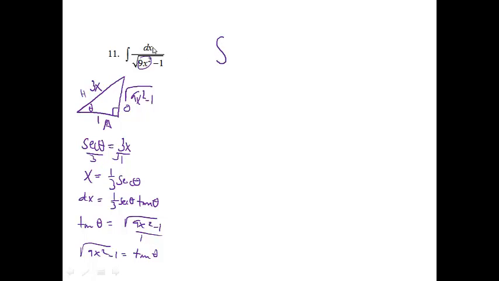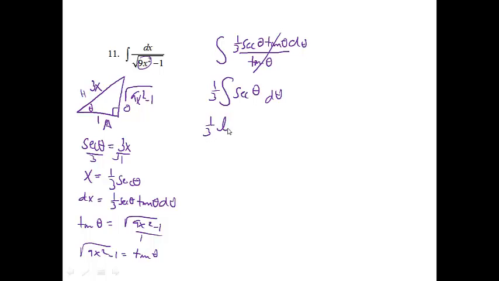So first of all, we'll substitute for dx, which is 1/3 secant theta tangent theta, and then over the square root, which is equal to tangent theta. So my tangent thetas cancel. I'll put the 1/3 on the outside, and I'm left with secant theta, and actually technically we should have a d theta there. All right, so anyway, we're left with secant theta. I know that the integral of secant theta is ln, so we're going to have 1/3 ln, absolute value of secant theta plus tangent theta.